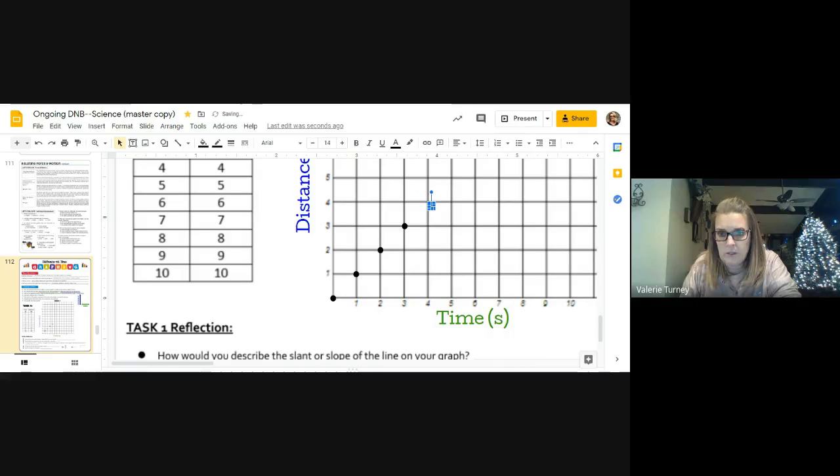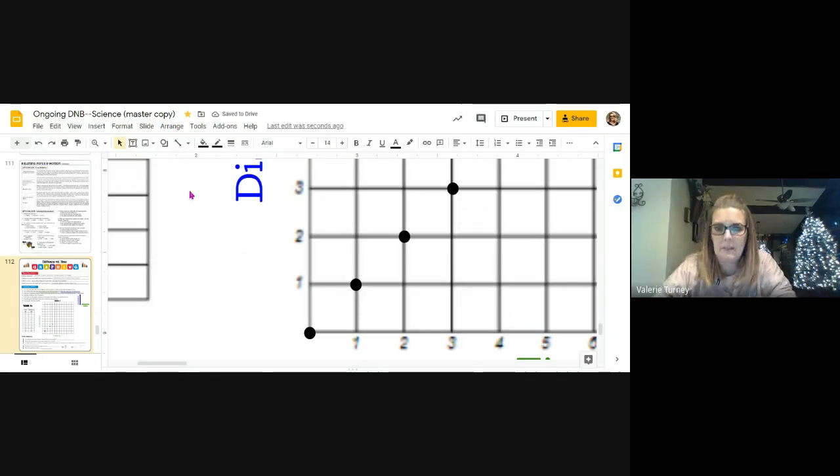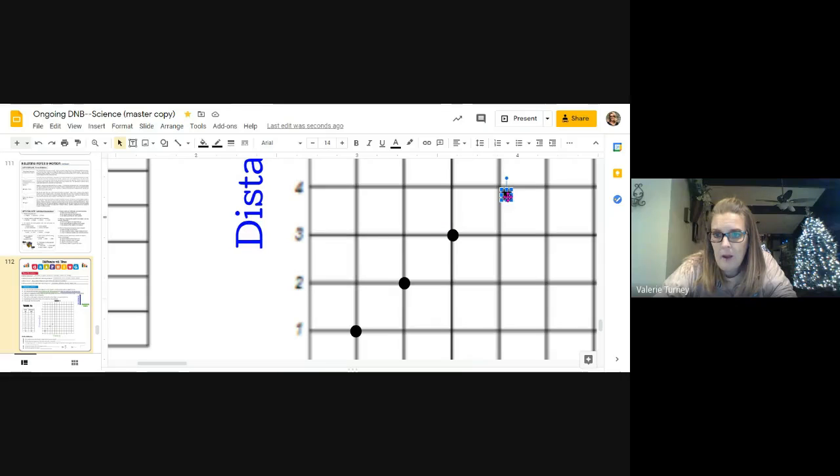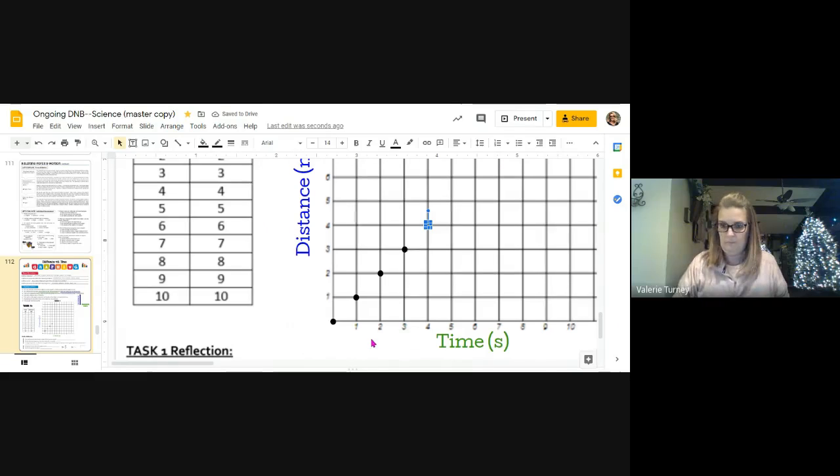4 meters, 4 seconds. And again, if you can't get those little crosshairs, because if I were to take this right now and try to move it, it would make the circle bigger, okay? So if you can't get those little crosshairs so that you can move it where you need to, just Control-Alt+, or zoom in however you need to, right there, 4 seconds and 4 meters. And then 5 seconds and 5 meters, 6 seconds and 6 meters.